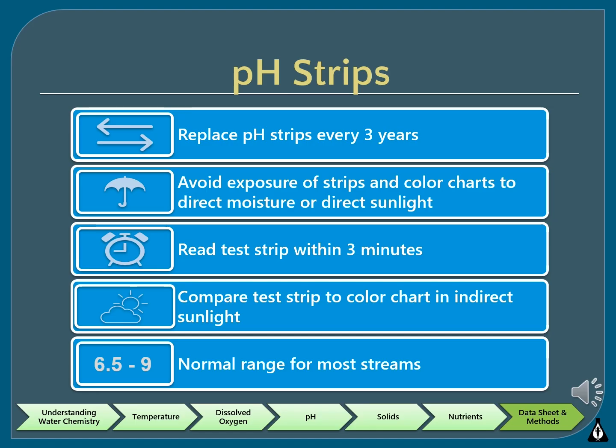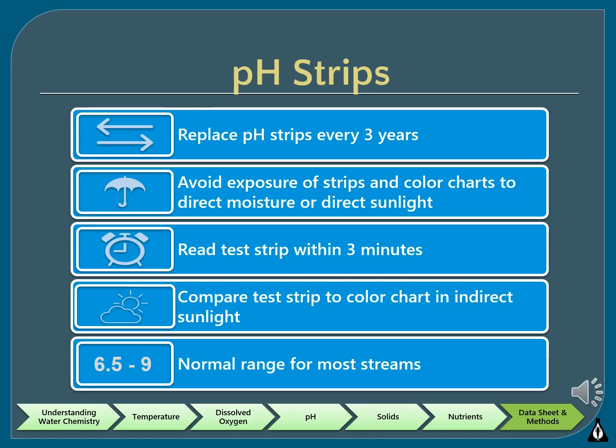Once you have dipped the test strip into the stream solution that you're testing, make sure to only wait up to 3 minutes before comparing the color to the color on the box to see what your pH reading is. You'll want to do this comparison in indirect sunlight, so find some shade or an umbrella to make sure that you're measuring in indirect sunlight. And then just a reminder, the normal range of pH for streams in Missouri is 6.5 to 9.